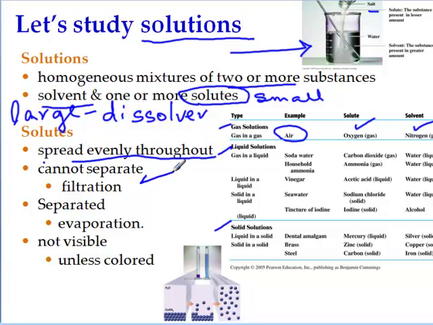Solutions cannot be separated by filtration. They can, however, be separated by evaporation. For example, if you have salt and water, you can't really separate them with filtration, but you can evaporate the water to leave the residue of the salt. Most solutions are not visible unless they're colored. So for example, if you added India ink or any kind of permanganate to water, then you will get a colored solution.